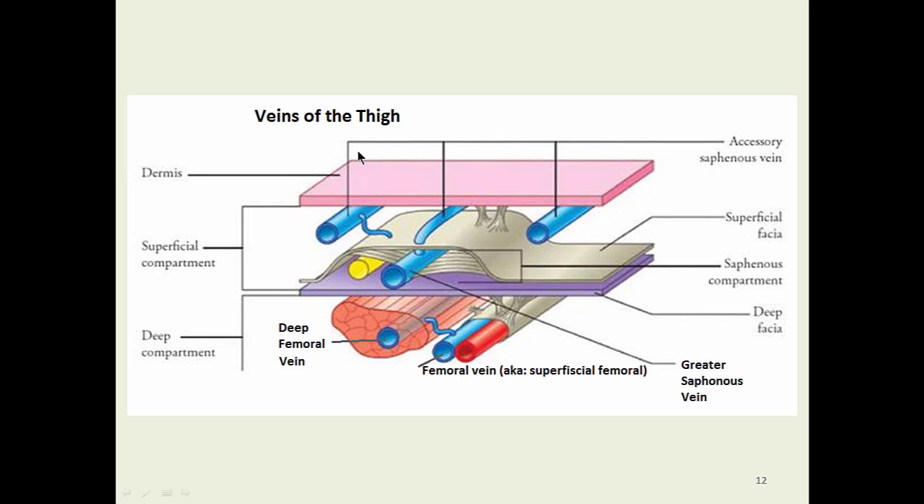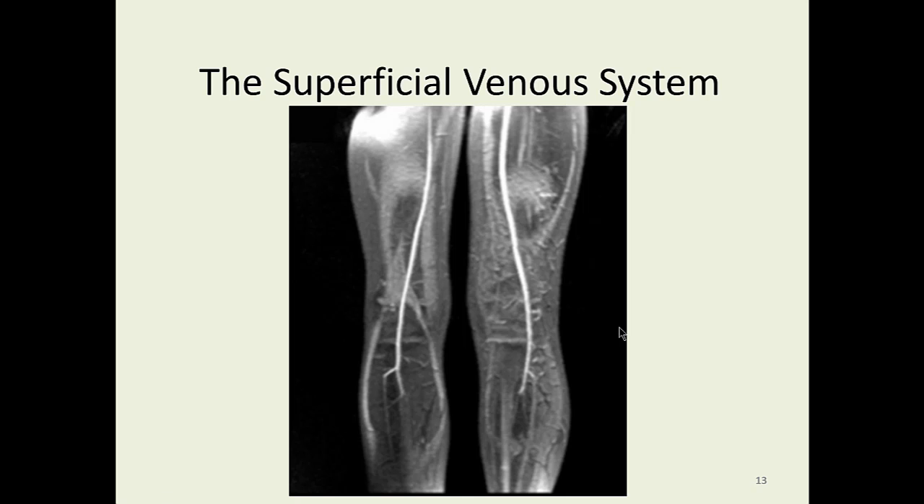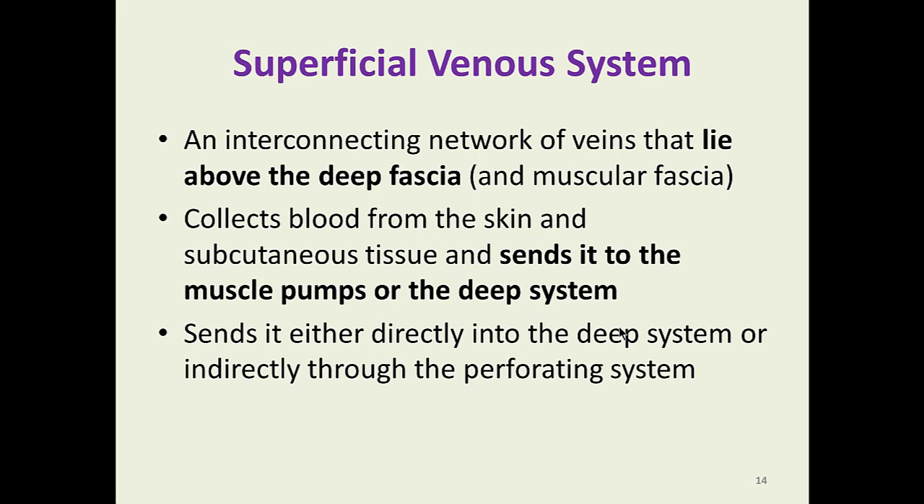So blood in the skin, dermis, and subcutaneous tissue is drained, sometimes into the saphenous system, but ultimately it's drained into the deep system through perforators, which are not seen on that cartoon. So let's talk quickly about the superficial venous system. We don't have to talk too much. I don't want to get too much into this. In fact, we said all this already.